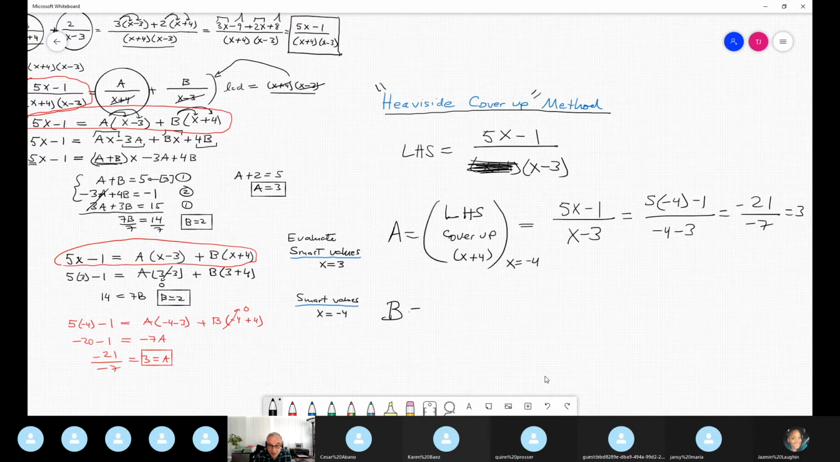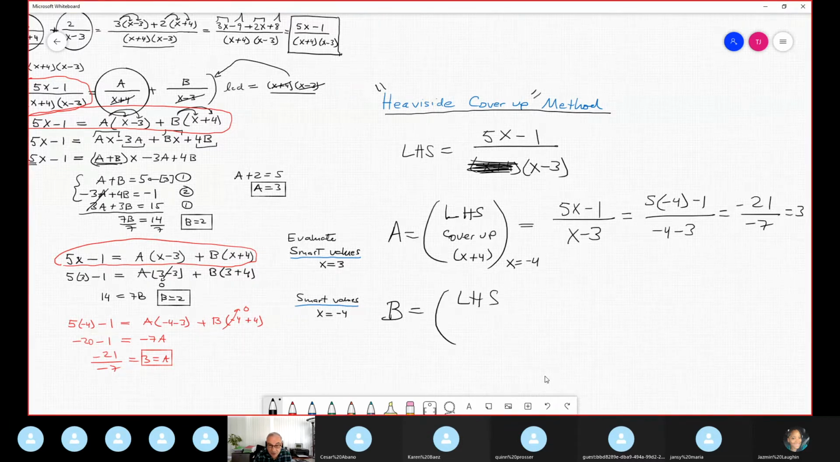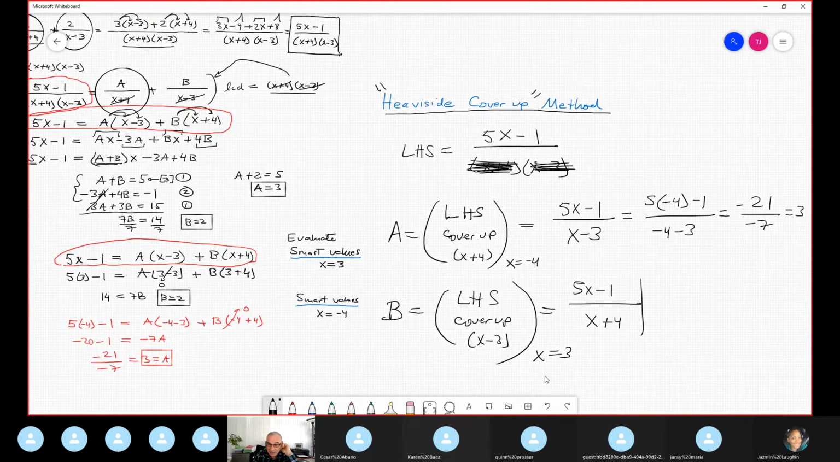And B is exactly the same formula. It's the left-hand side, cover up the factor x minus 3, and you evaluate at x equal 3, which is, by the way, the smart value. So when you cover up x minus 3, what stays is (5x minus 1) divided by (x plus 4), and you evaluate at positive 3. We have 5 times 3 is 15, minus 1 is 14, divided by 3 plus 4 which is 7. 14 divided by 7 is 2. And we get exactly the same value.